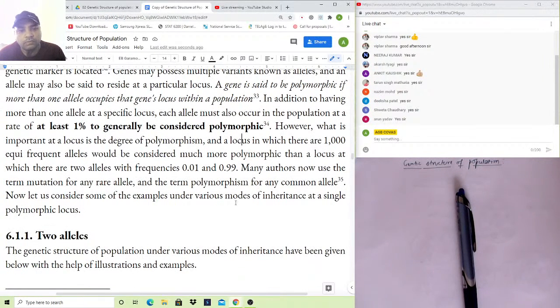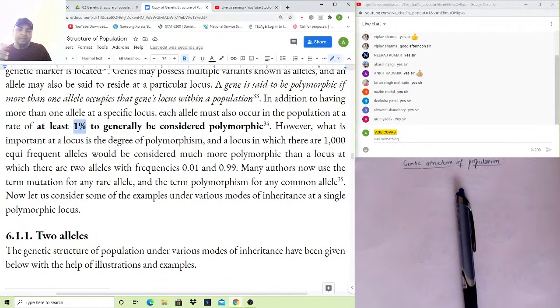Now, this gives us a mathematical cutoff for a character to be called polymorphic or monomorphic, right? However, what is important at a locus is the degree of polymorphism. A locus in which there are 1000 equifrequent alleles would be considered more polymorphic than a locus in which there are two alleles with frequencies 0.01 and 0.99. So that is the degree of polymorphism.